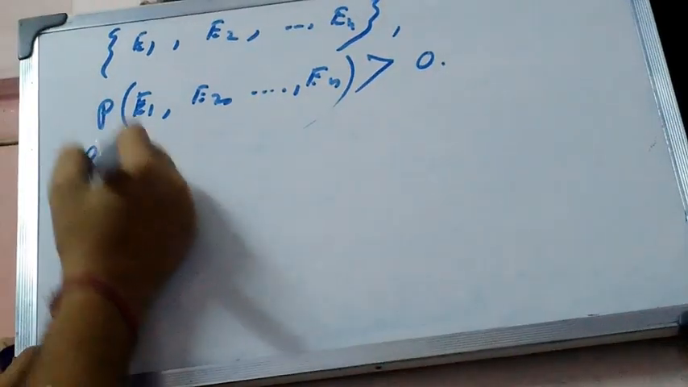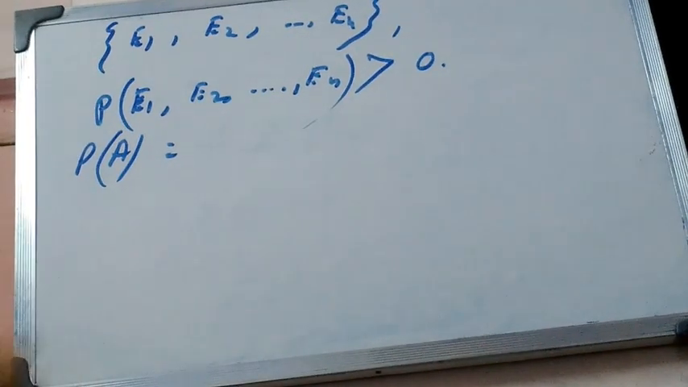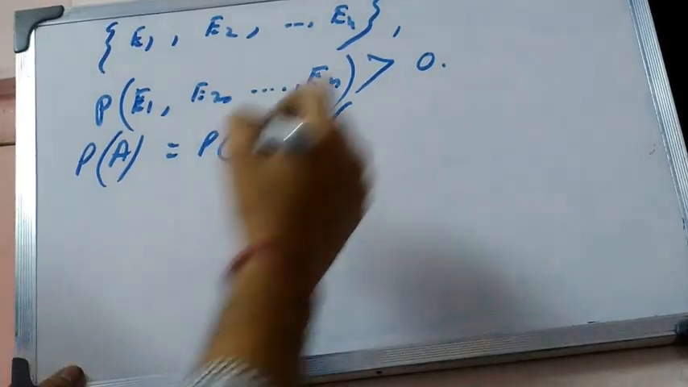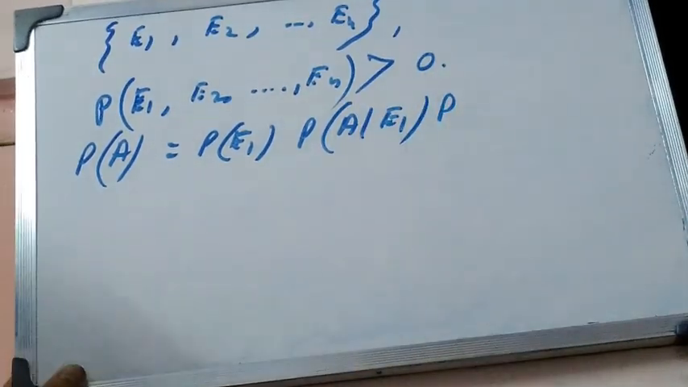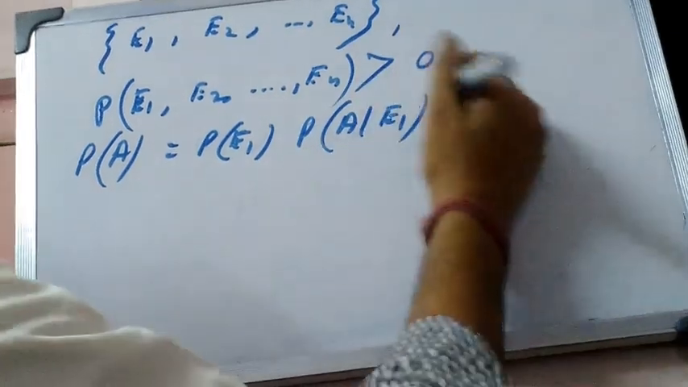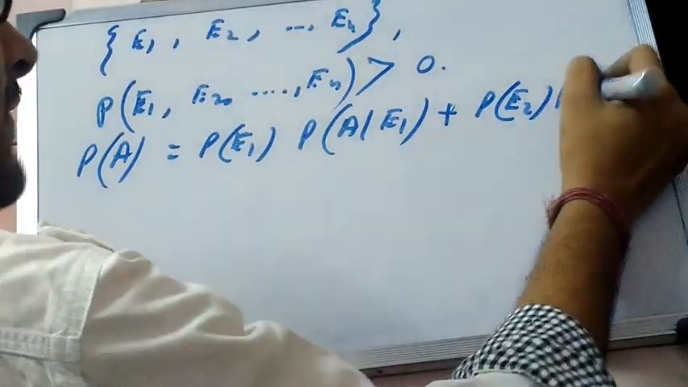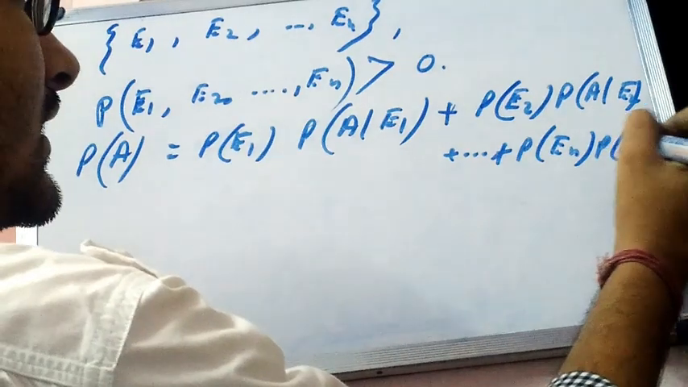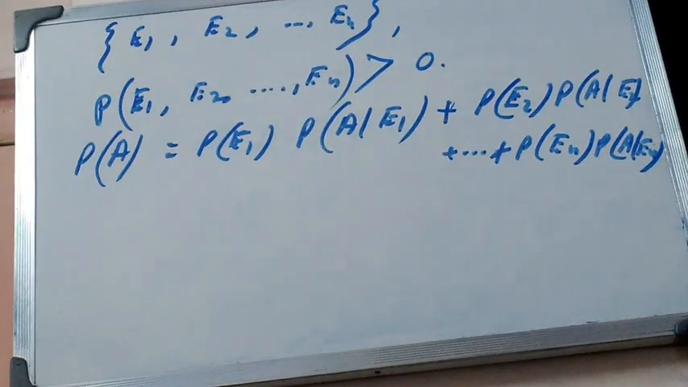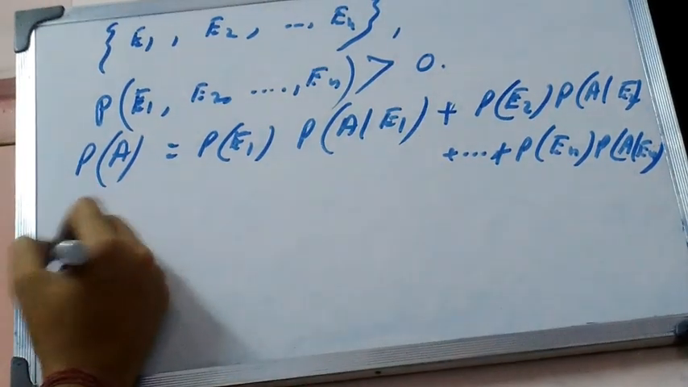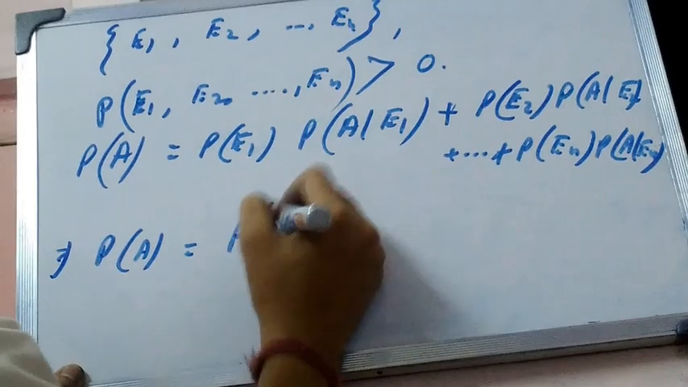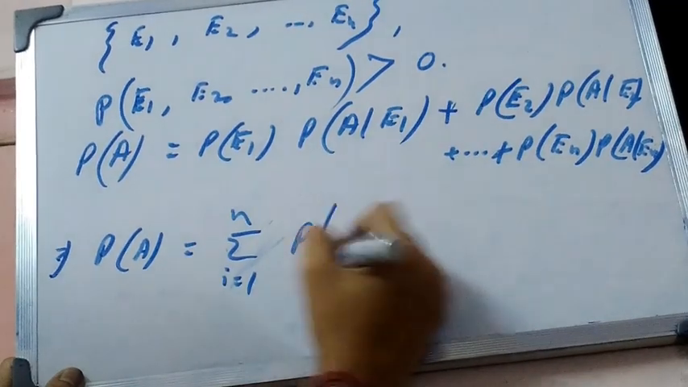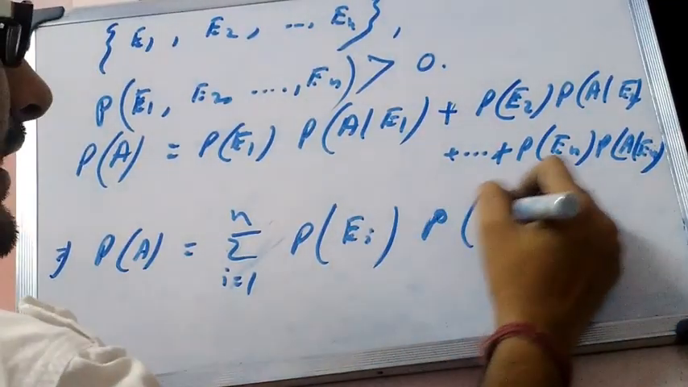Then we can say that P of A is equal to P of E1 into P of A condition E1, plus P of E2 into P of A condition E2, plus P of En into P of A condition En, which implies that P of A is nothing but the summation, i equal to 1 to n, of P of Ei into P of A condition Ei.